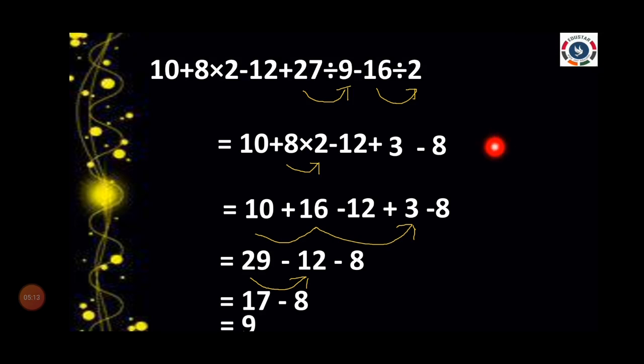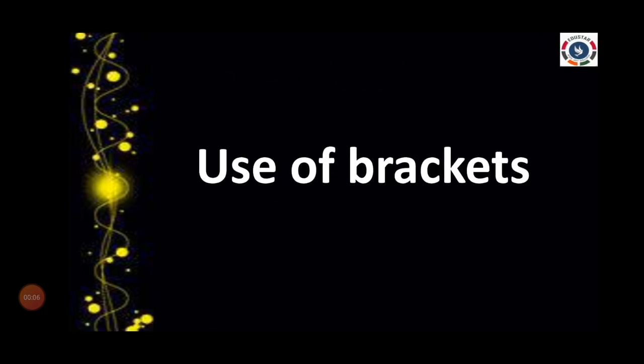First we want to divide the values. Next we want to multiply the values. Next we want to add the values. Then finally we have to subtract the values. So these are the simplification rules of DMAS. Next one I am going to explain: use of brackets.